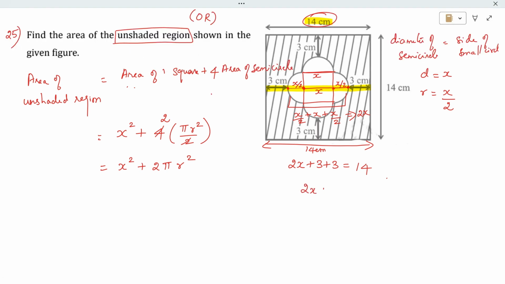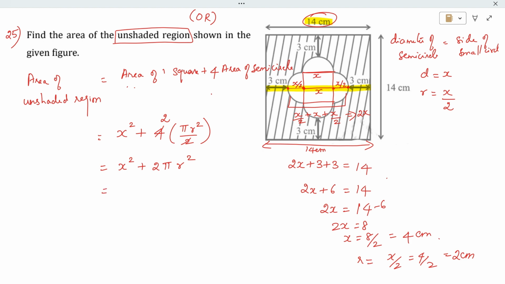Okay, so 2x plus 6 is equal to 14. 2x equal to 14 minus 6, I'm transposing. So 2x equal to 8, x equal to 8 by 2, which is 4 centimeter. So the side length of the square is 4 centimeter. So what would be the radius? That is 4 by 2, right? So x by 2, so 4 by 2 is 2 centimeter. Now I have all the details. I know x is 4 centimeter, r is 2 centimeter.